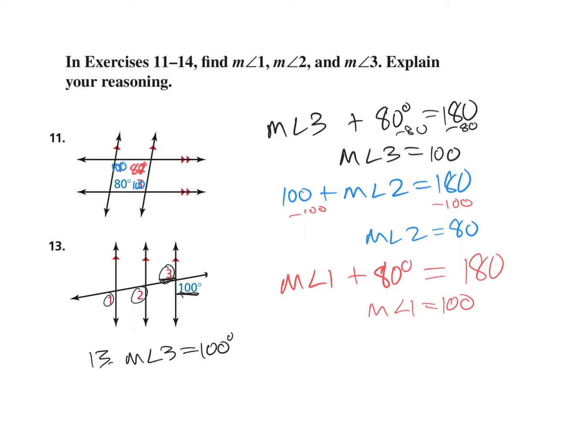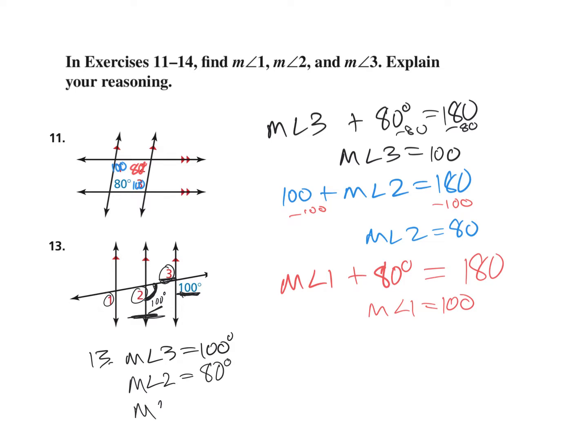And angle 3 and this angle right here are corresponding angles. Alternate interior angles. And alternate interior angles are the same. So this is 100, which is corresponding with that position. So now the measure of angle 2 is supplementary to that 100 degrees. So these two are supplementary, which means angle 2 has to be 80.